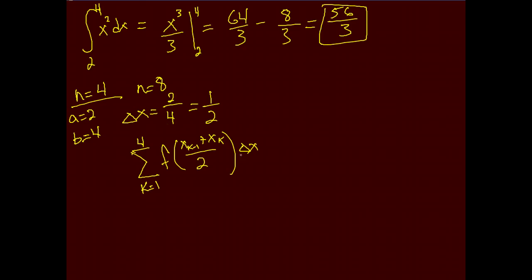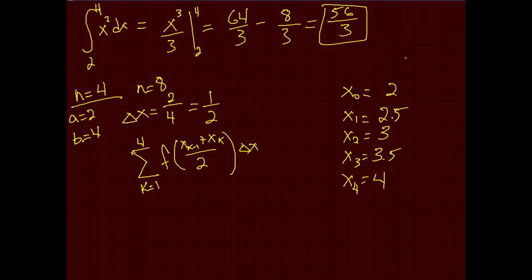So what this is, we need to check all the midpoints. It might help to make a list of what's x0, what's x1, what's x2, what's x3, what's x4. Well, we know x0 is going to be 2, we know x4 is going to be 4, and our delta x is going to be 1/2, so this is going to be 2.5. So we can go ahead and write a decimal, 2.5, this would make that 3, this would make that 3.5.